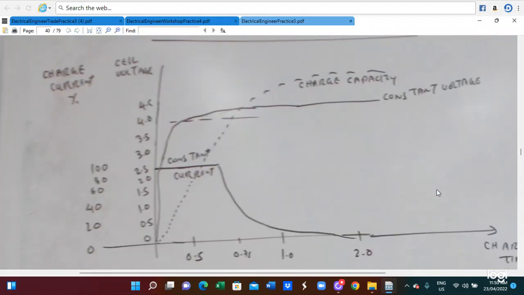So this is the battery charging and discharging diagram. When the battery is charging, this is the charger capacity and this is the discharging system. You can follow like this. This is the battery charging and discharging system.